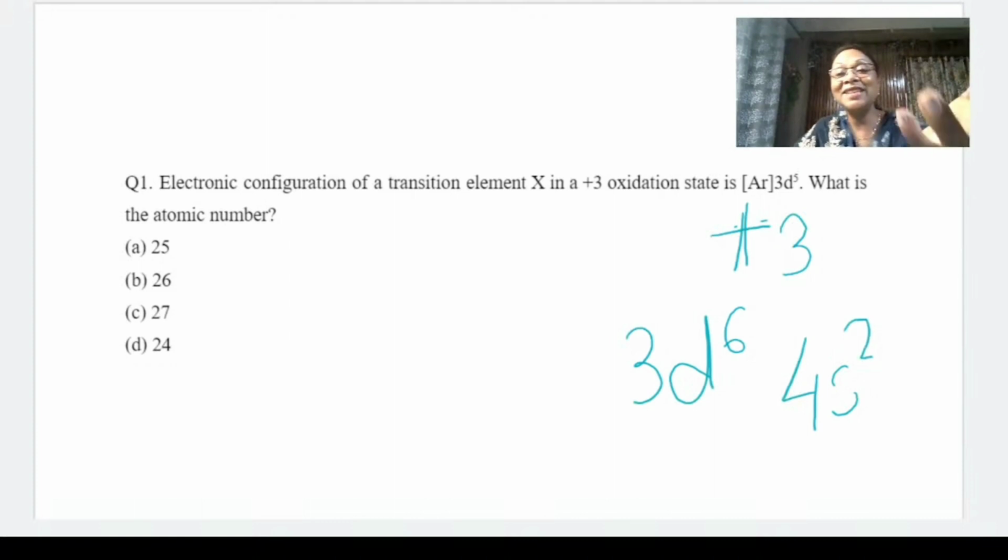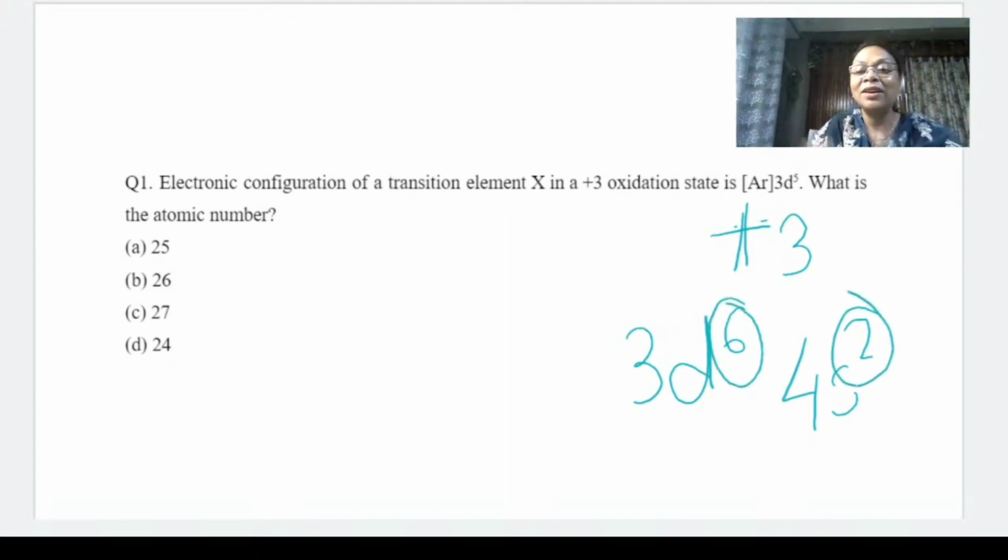These are tricks. Naturally, when the electron leaves, 2 electrons leave from the 4s and then it comes to the D, isn't it? So naturally, you have to fill up 2 electrons in the S and then come to D. When you're losing 3 electrons, it is this 2 and then 1. So that you get a calculation of D5.